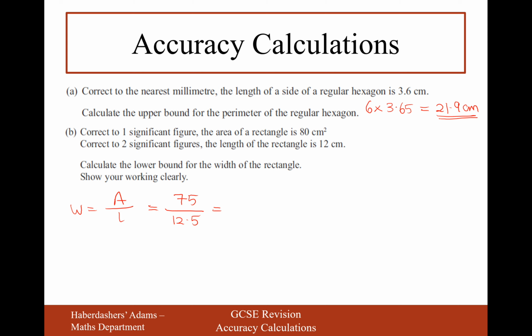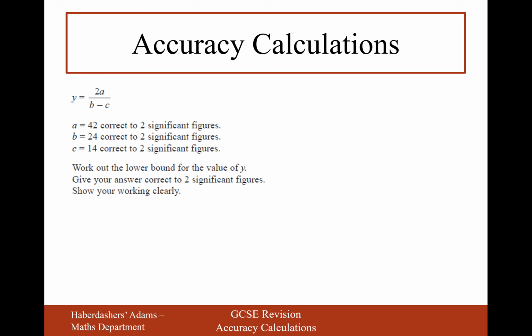So let's do the division there. 75 divided by 12.5 gives us an answer of 6. 6 centimetres will be the lower bound for the width of the rectangle. Okay, let's move on to the next one. Pause the video and give this one a go.